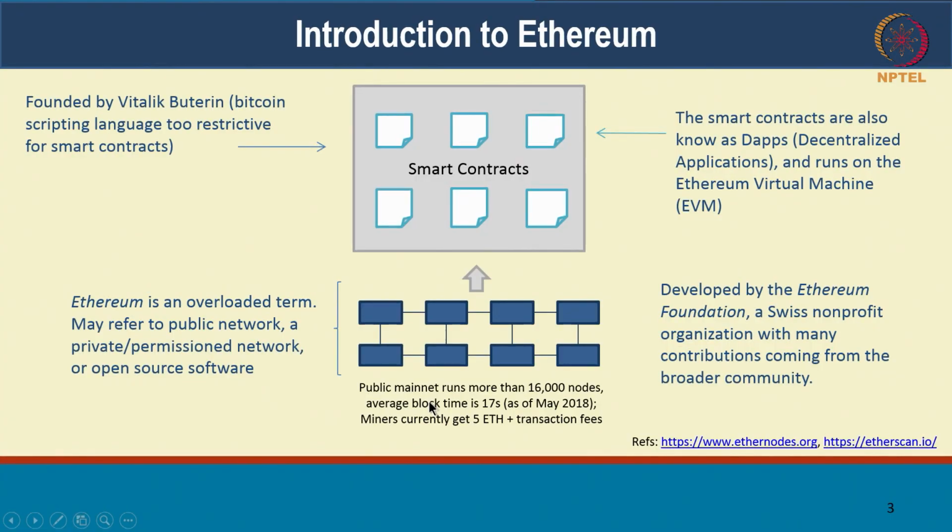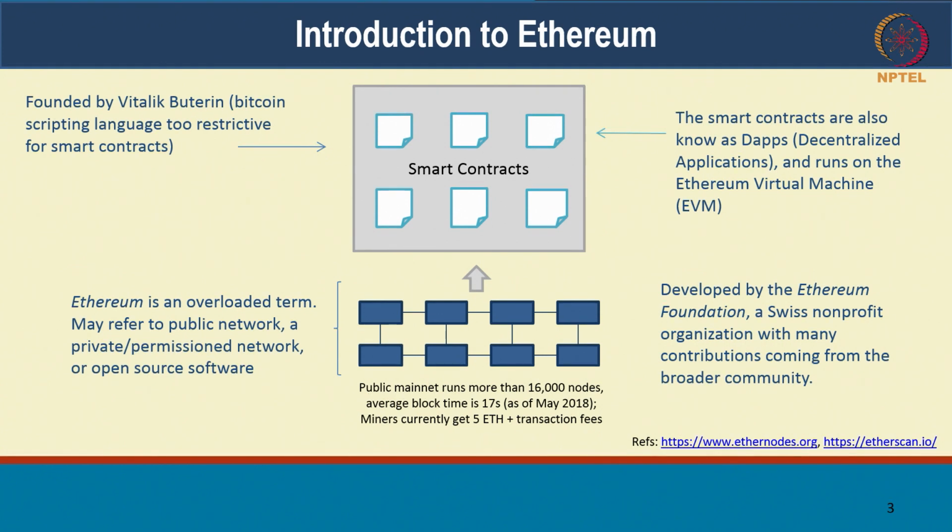So Bitcoin is also an overloaded term. Ethereum has Ether as its native cryptocurrency. And as I checked just a few days back, the mainnet for Ethereum has over 16,000 nodes. I'm not sure how many are really full nodes, but there are a very large number of nodes now running the public Ethereum network, and the average block formation time is about 17 seconds, which is significantly better than Bitcoin, which is about 10 minutes today.